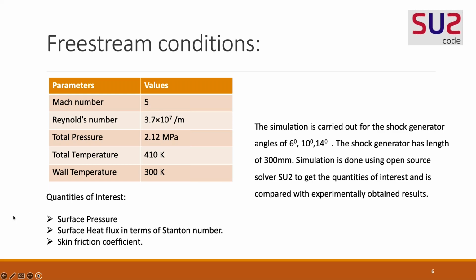The quantities of interest in this particular study are surface pressure, surface heat flux in terms of Stanton number, and the skin friction coefficient. This Stanton number is the heat flux divided by the free stream density times the free stream velocity times Cp times the total temperature minus the wall temperature.